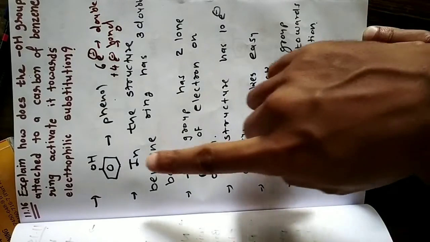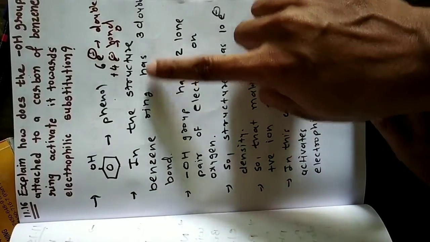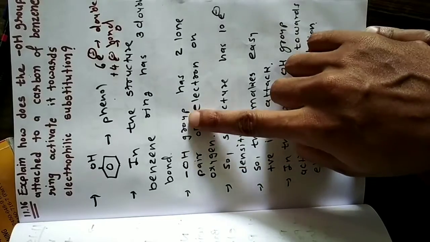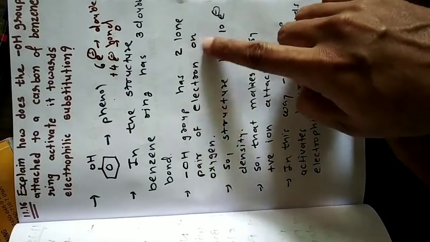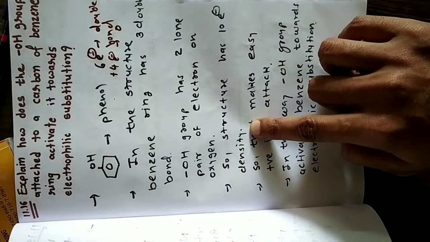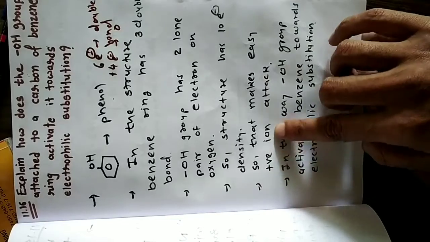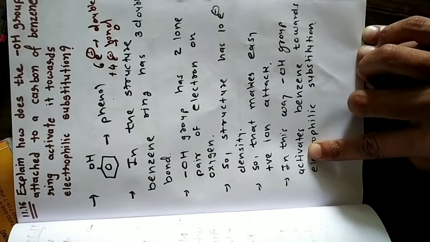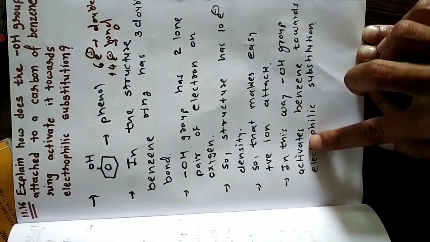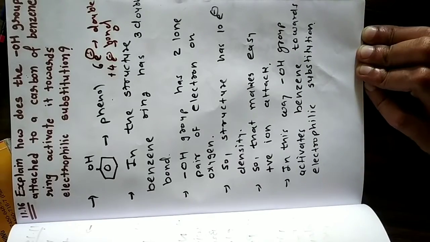Okay. So that's what I have written here. In the structure, benzene ring has 3 double bonds. OH group has 2 lone pairs of electrons on oxygen. So structure has total 10 electron density. So that makes easy positive ion attack. In this way, OH group activates benzene ring towards electrophilic substitution reaction.